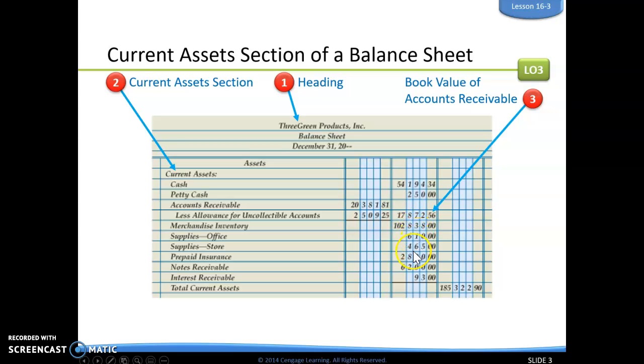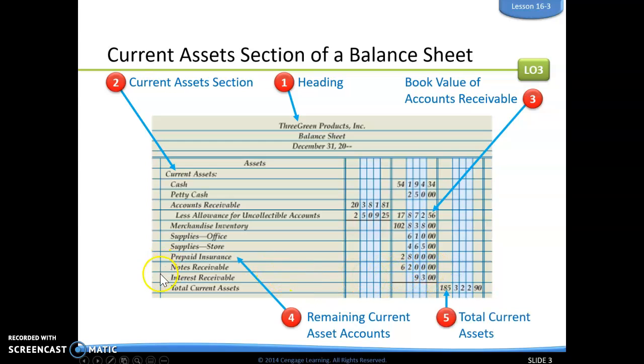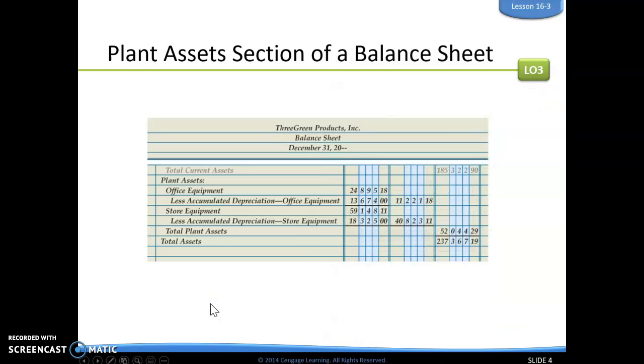And then we are listing the rest of our current assets. And then we are going to add up those current assets. And here is our total listed here. Notice the label is total current assets. Next, we're going to put in our plant assets. And for both, we have really two plant assets, our office equipment and our store equipment. And both of those have contra accounts.